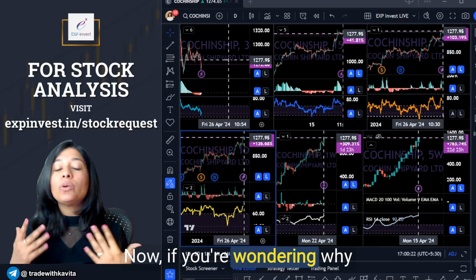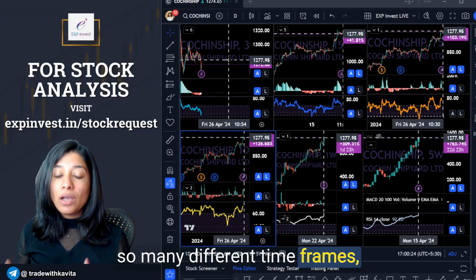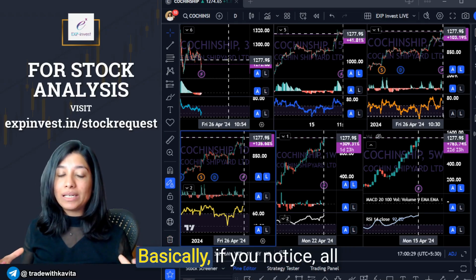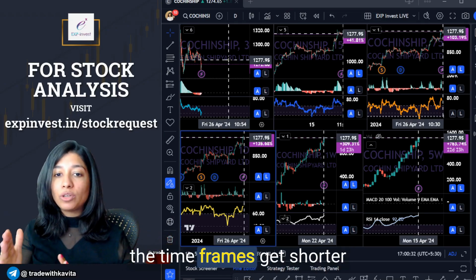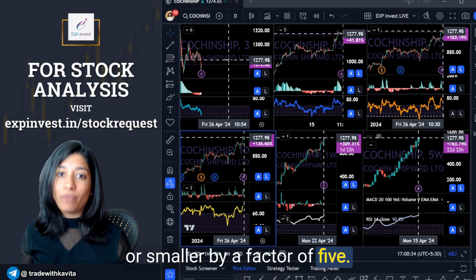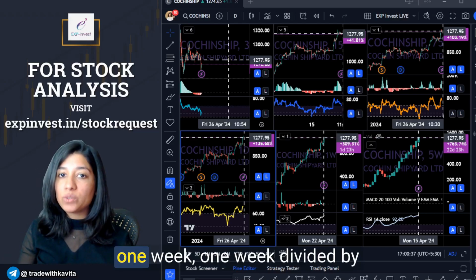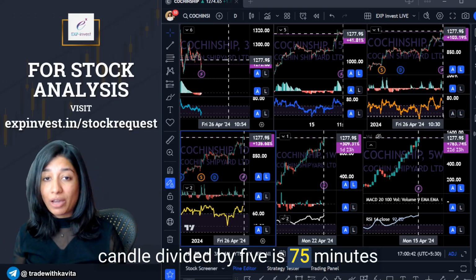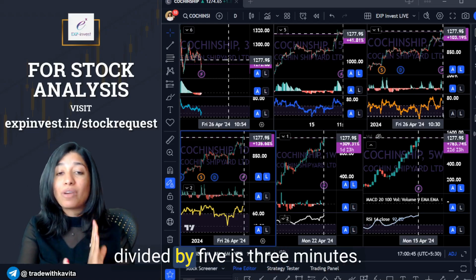Now, if you're wondering why so many different time frames, the first thing is that it helps me get a nice eclipsing view. Basically, if you notice, all the time frames get smaller by a factor of 5. So 5 weeks divided by 5 is 1 week. 1 week divided by 5 is 1 day candle. 1 day candle divided by 5 is 75 minutes. Divided by 5 is 15 minutes. Divided by 5 is 3 minutes.